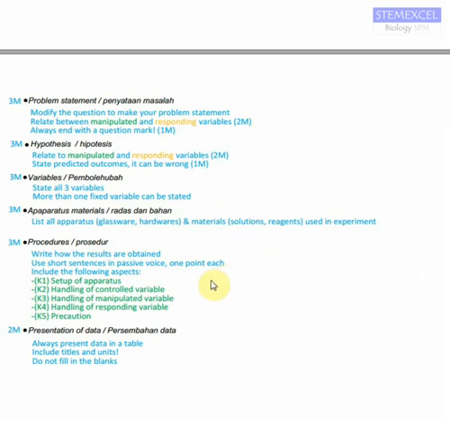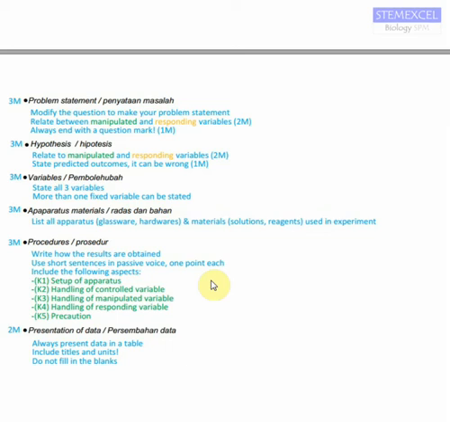It's important to also include the following subsections in the procedure. They are classified as K1 to K5. Number 1, the setup of apparatus. 2, how you handle the control variable. 3, how you handle the manipulated variable. 4, how you handle the responding variable. And 5, what precautionary steps are taken throughout this experiment.